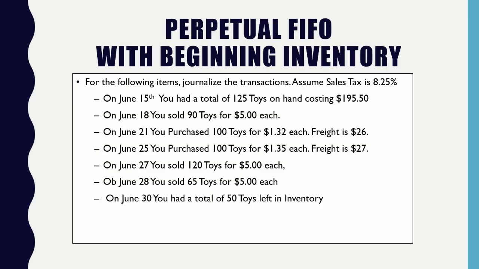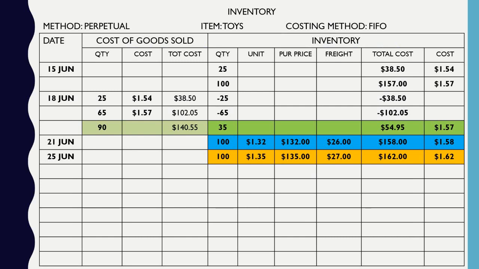And of course, on June 25th, we end up purchasing another 100 units. So there you go, I threw it in. Now I have 3 batches of inventory remaining. So I still have my green batch, which is my beginning, and 2 purchases afterwards.